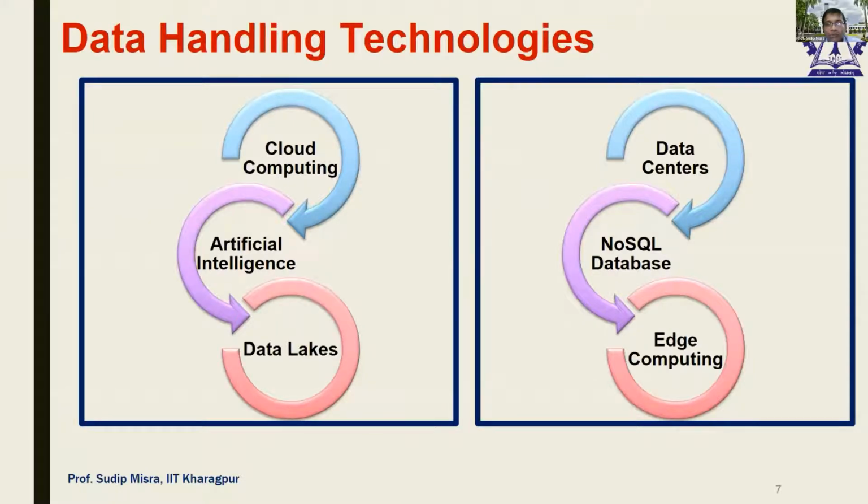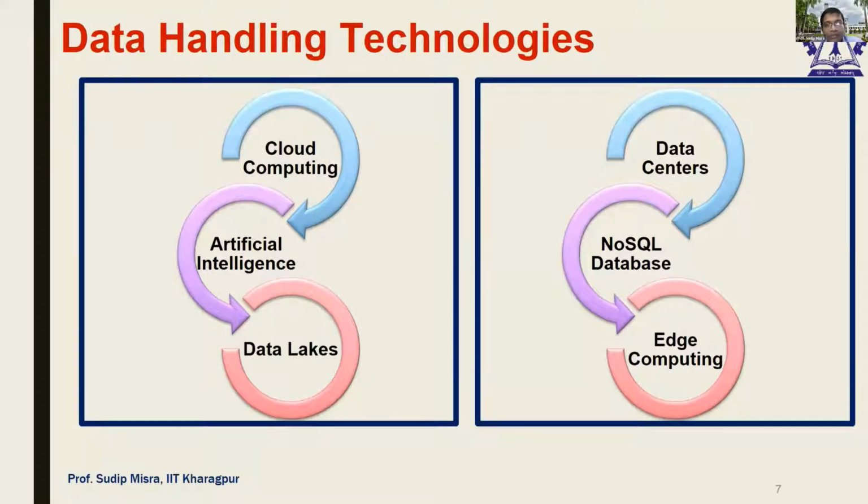So how do you handle the data? As I told you, previously it used to be data centers, and nowadays it's cloud computing. There is a lot of overlap between data centers and cloud, because ultimately the cloud is an overlay over the traditional data centers, so in a sense they are more or less the same. Ultimately, what we are talking about is storing the data, and nowadays we store it in reservoirs called data lakes. These are like giant data reservoirs.